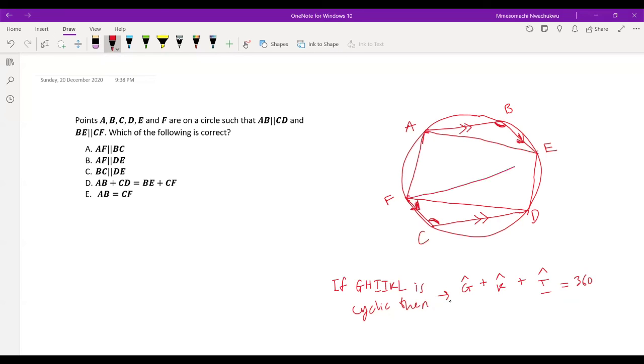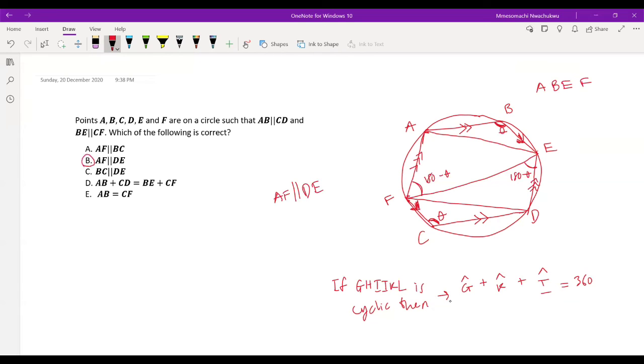Okay, so if we join this to this, we see that if this angle here is theta and this angle here is theta, we get this angle here is 180 minus theta. Why? ABEF is a cyclic quadrilateral, so this angle here is 180 minus theta. And in a similar vein, this angle here is 180 minus theta. So what do we have? This angle here is equal to this angle, so we have another pair of parallel lines. Quite interesting. So we have AF is parallel to DE. And voila, we have it in the options.